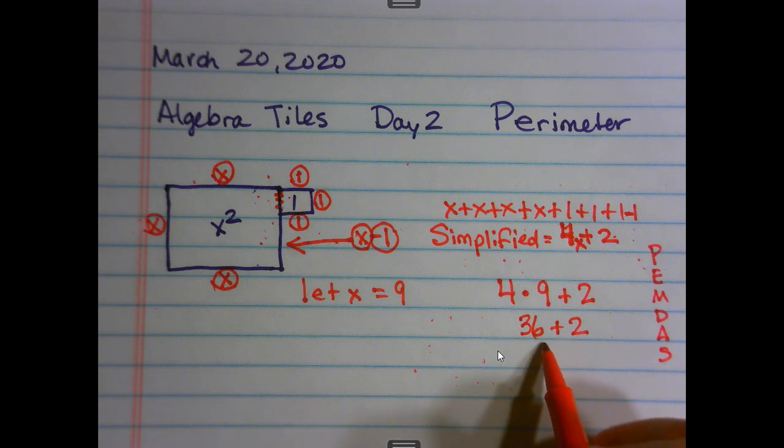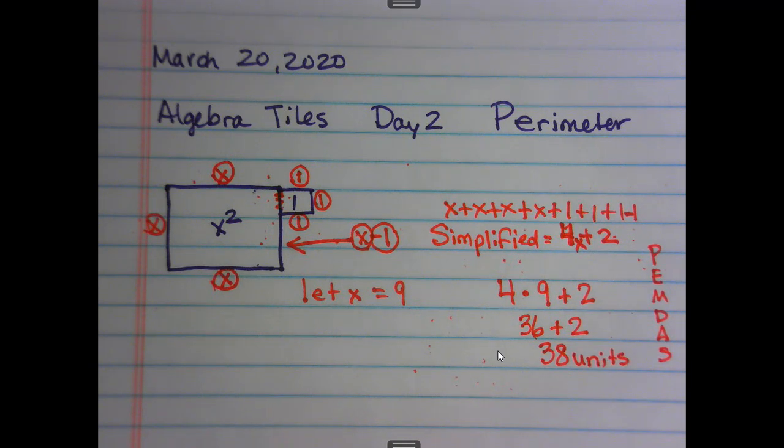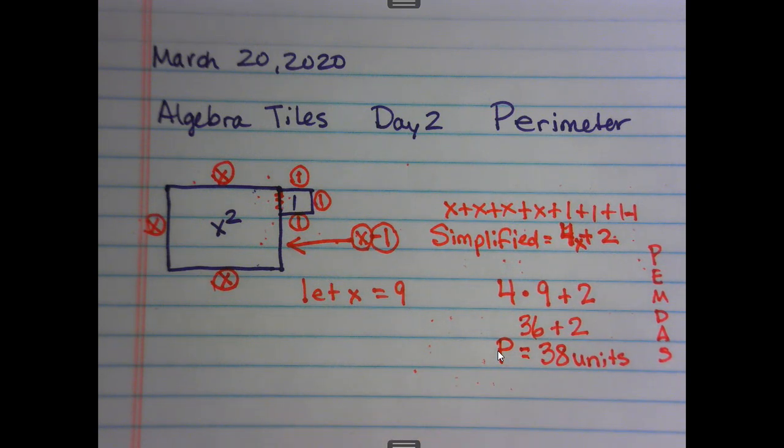36 plus 2 gives me 38, and I'm going to use the word units to label my perimeter. I can also use a capital P at the front of this and put an equal sign that lets people that are looking at my solution understand that I was solving for a perimeter with a capital P and that it equals 38 units.